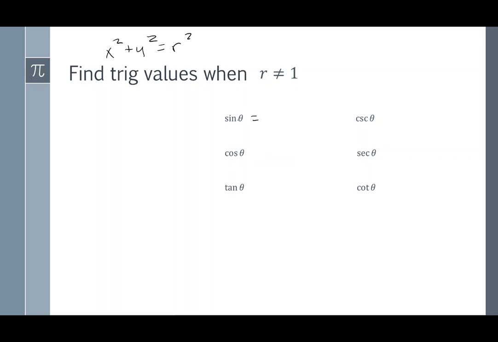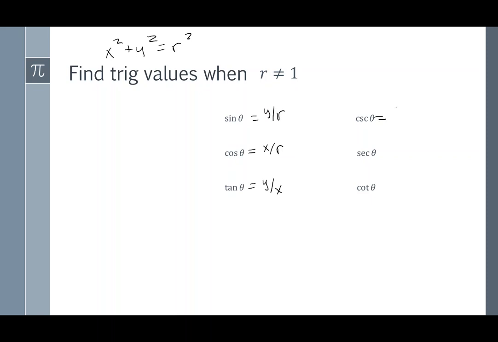So what happens is sine theta will now be y over r, so we have to use this different radius. Cosine will be x over r. Tangent, sine over cosine, well, that ends up being where the r's go away, so tangent doesn't change. Tangent is still y over x.